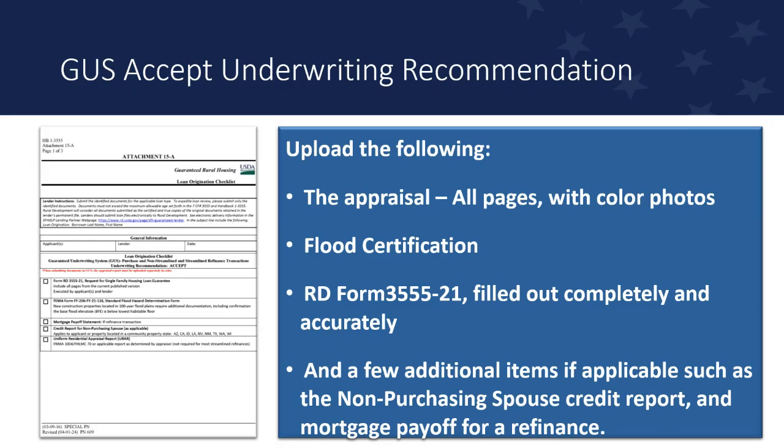So what does a GUS accept underwriting recommendation mean anyways? Essentially, GUS has evaluated the data and determined the loan presents an acceptable level of credit risk for the Single Family Housing Guaranteed Loan Program. And a GUS accept requires the least number of documents be submitted to Rural Development for review as well. That's what we all want, right? So a GUS accept requires the appraisal, all pages with color photos, the flood certification, the RD Form 3555-21 filled out completely and accurately, and a few additional items if applicable, such as the non-purchasing spouse credit report or a mortgage payoff for a refinance.